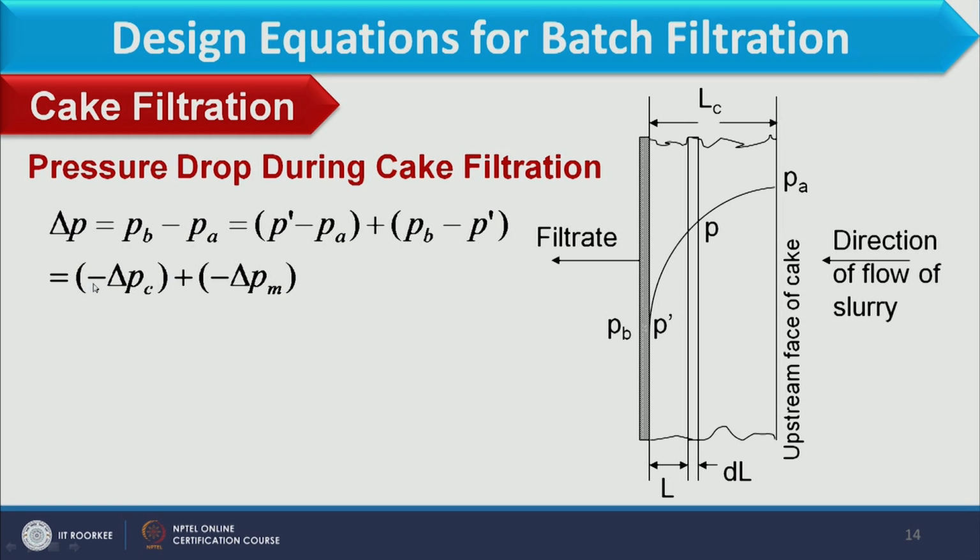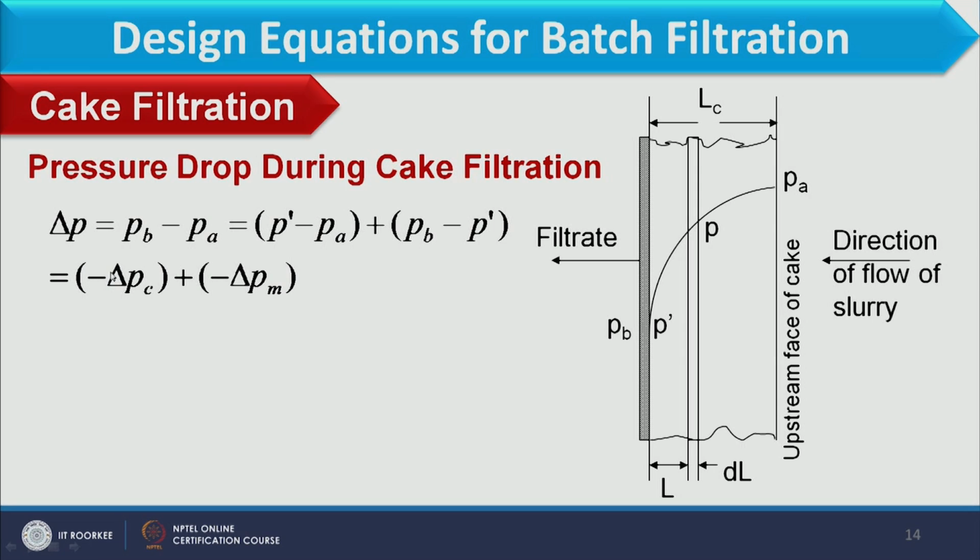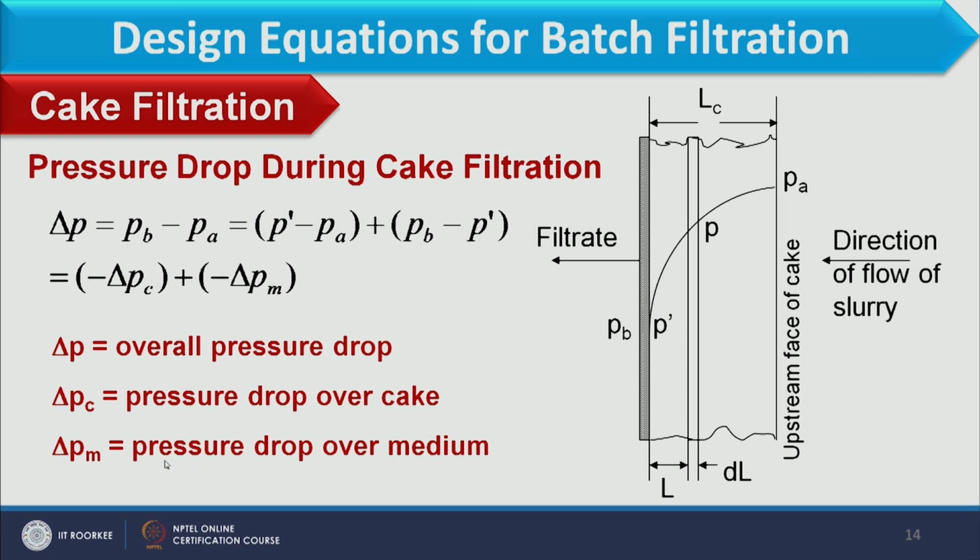Why do we have the negative sign? Because we have considered final minus initial. So, the final pressure is lesser than the initial, so a minus sign will appear over here, and similarly we have a minus sign in the media. So, here we have defined the different pressure drops, that is delta P, the overall pressure drop in the system, delta PC, the pressure drop over the cake, and delta PM, the pressure drop across the media.